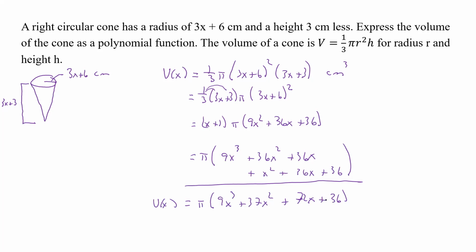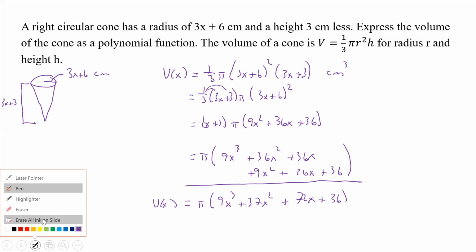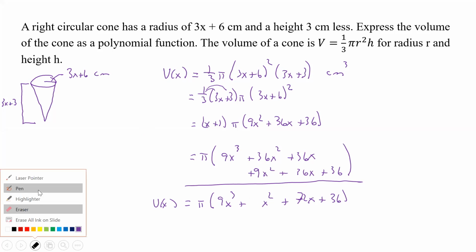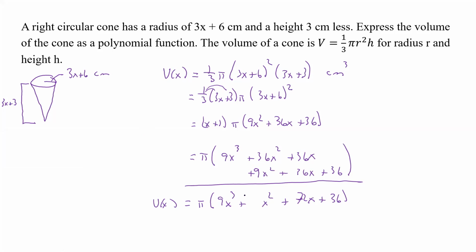Now, wait, did I do something wrong here? I think, because I'm thinking. All right, so I see what I did. When I took 1 times 9x squared, I got x squared. My 9 disappeared. So I was like, that doesn't look right. All right, so 9 and 36, so that's going to be 1 up, so that's going to be a 45.